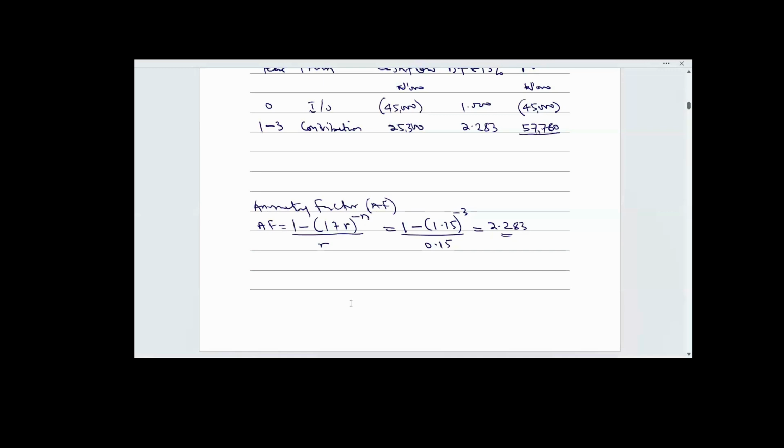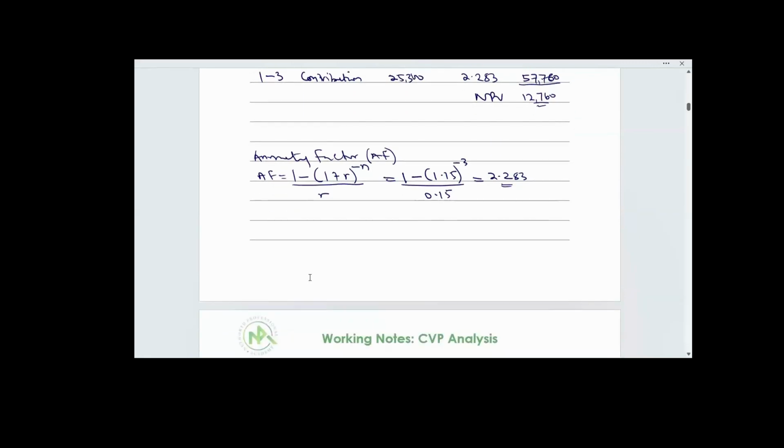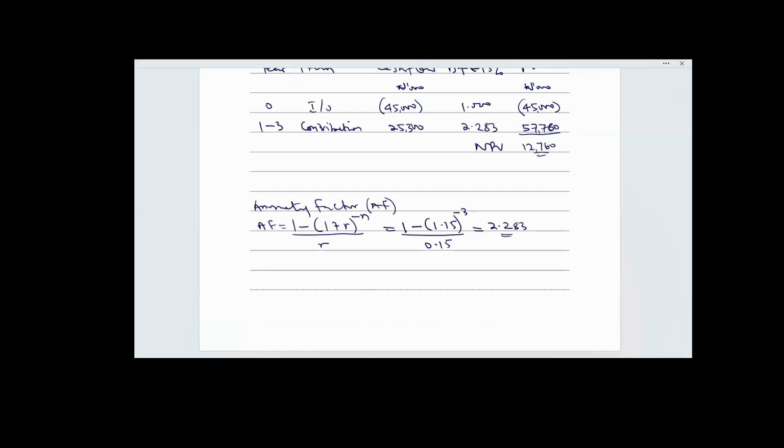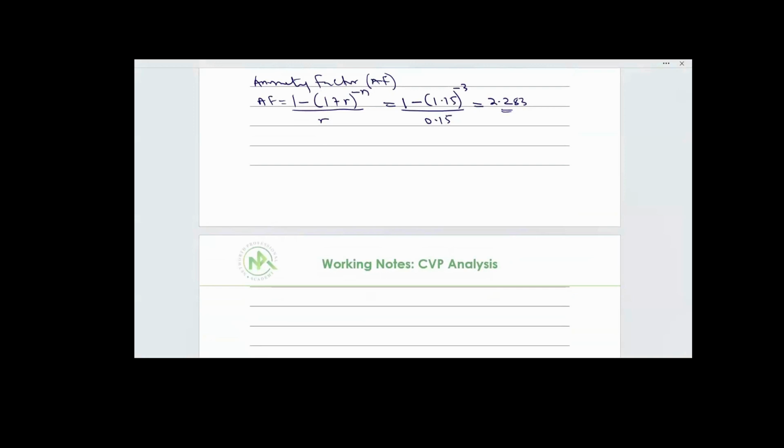The difference should be 12,760,000. Yeah. So this represents the net present value. That's that. So with this, I will then move to C2. Let me confirm that number. Okay, minus 45, 12,760, correct. So E2 is saying we should calculate internal rate of return.